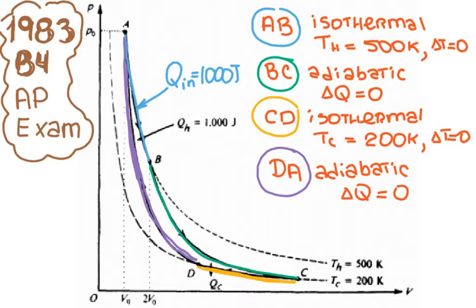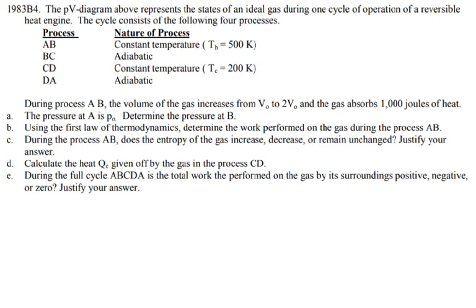During the process AB, the volume of the gas increases from V sub 0 to 2V sub 0, so it increases twice. And the gas absorbs 1,000 joules of heat. So this is our question, just a statement was given. Now the questions.